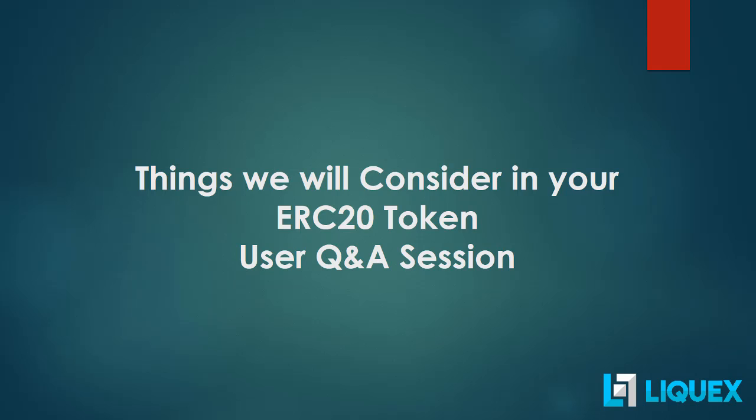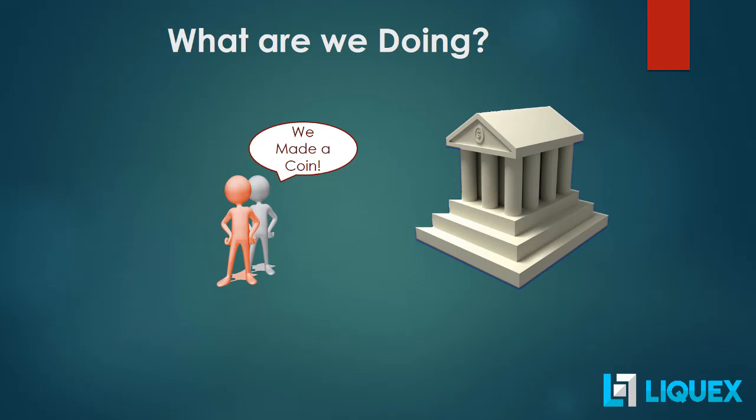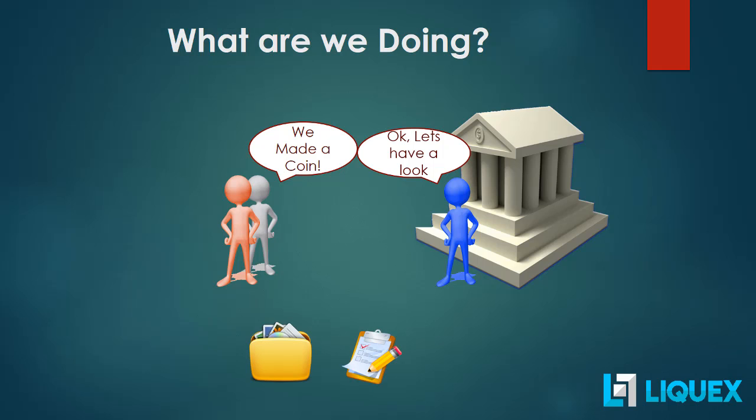Let's start by taking a look at what we're doing. When a company comes to Liquex and asks us to either list their token or deliver ICO services, we're not just going to send an invoice and say thank you. No, we're going to check your project documents to start with. So your white paper, your tokenomics, and any associated information. We're also going to perform KYC on you and your company. And once we're happy that everything's above board, we're going to have a look at your source code.